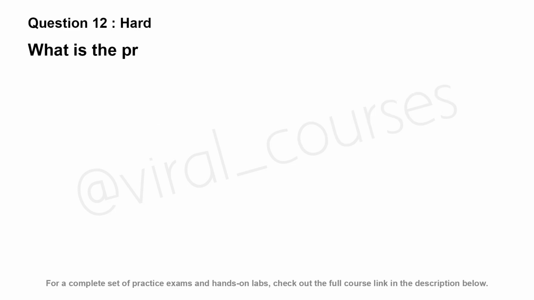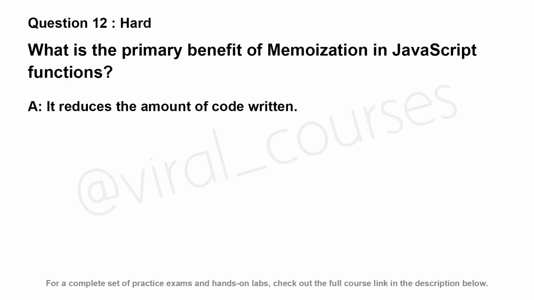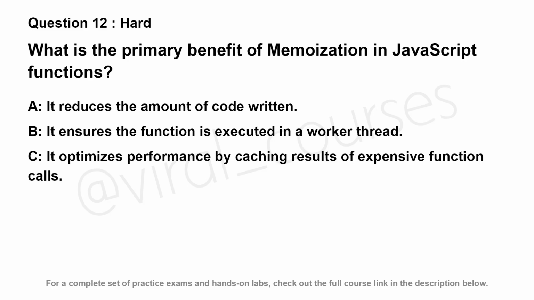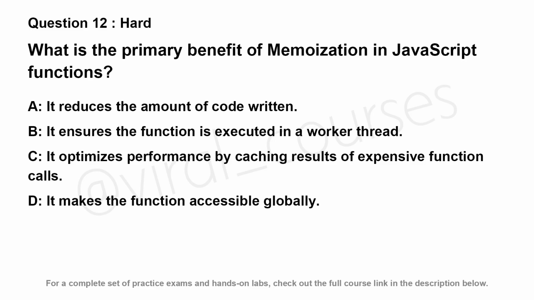What is the primary benefit of memoization in JavaScript functions? Option A. It reduces the amount of code written. Option B. It ensures the function is executed in a worker thread. Option C. It optimizes performance by caching results of expensive function calls. Option D. It makes the function accessible globally.